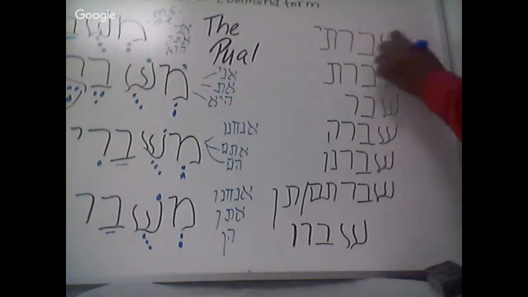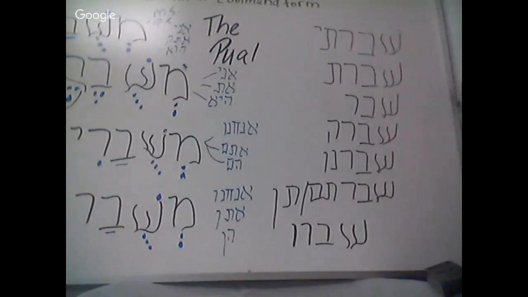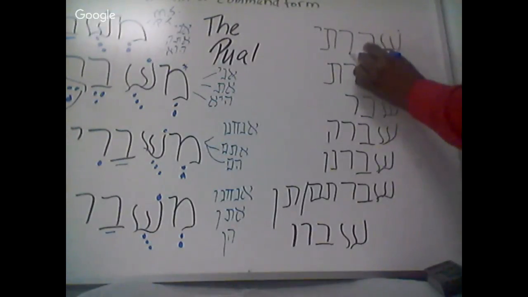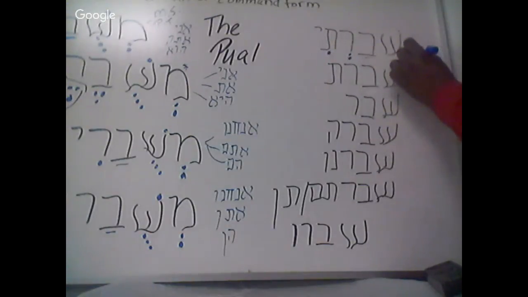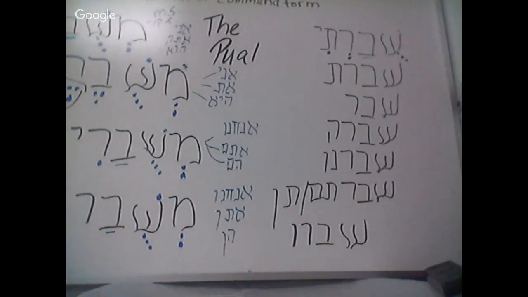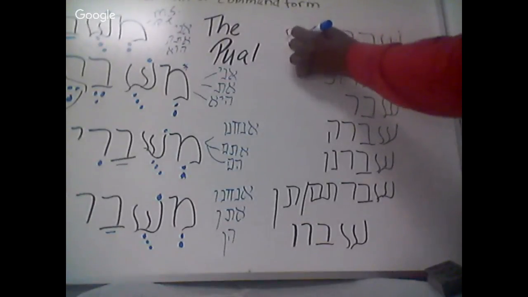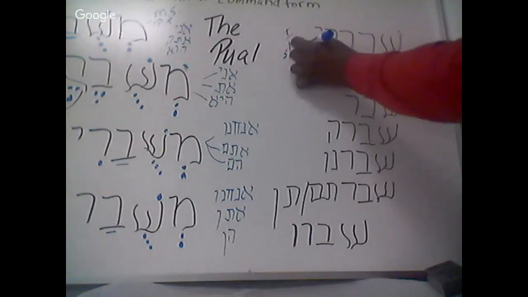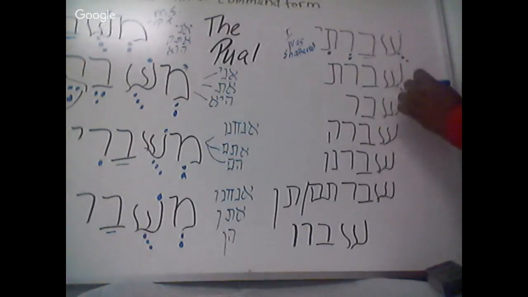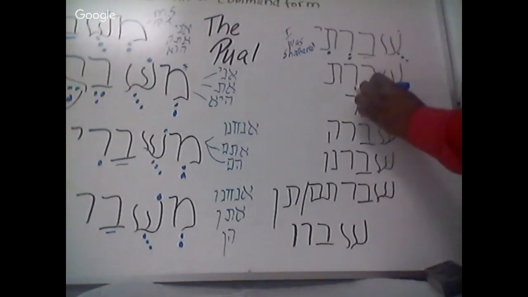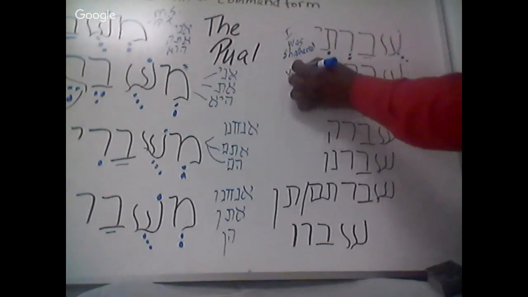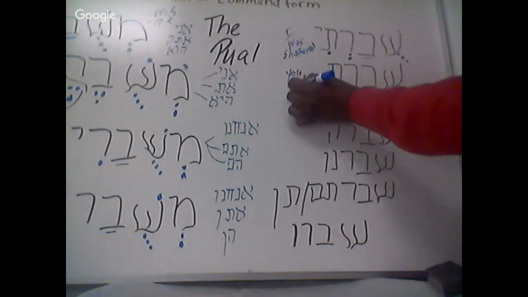Let's look at this. Shin, Bet, Resh, Tav, Yod. What are we saying? Shubarti. Shubarti means what? I was shattered. Let's continue on. By the way, all of these have shoe all through them, all right? Shubarti. I was shattered.